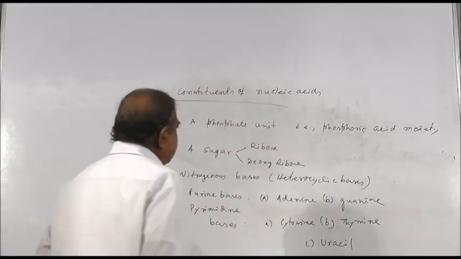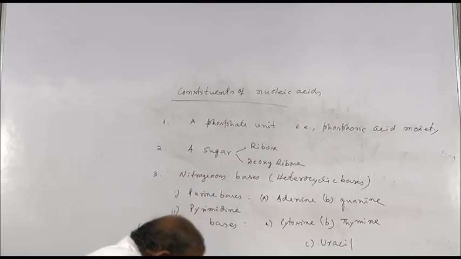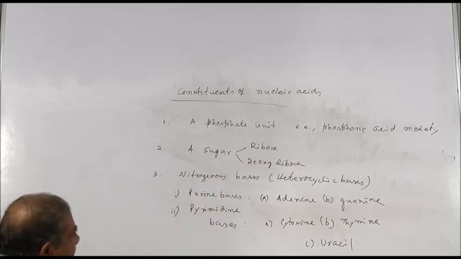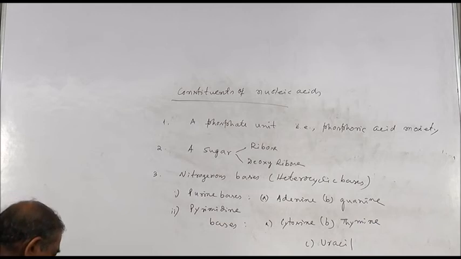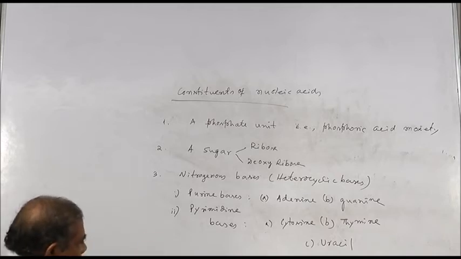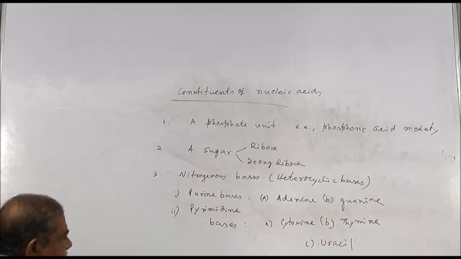So the main constituents of nucleic acids are of three types. One is the phosphate unit, that is a phosphoric acid moiety. Sugar, which can again be of two types, ribose sugar or deoxyribose. Third is the nitrogen bases, that is heterocyclic bases. These are again of two types. One is purine bases, adenine and guanine, and the other is pyrimidine bases: cytosine, thymine and uracil.